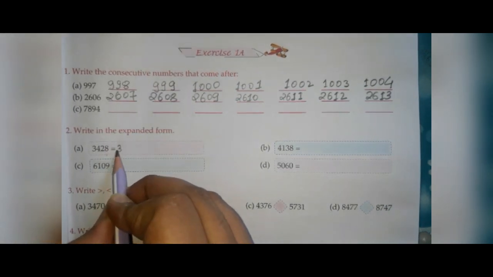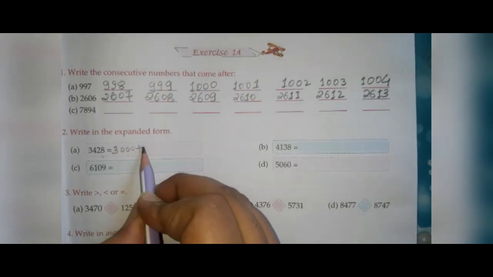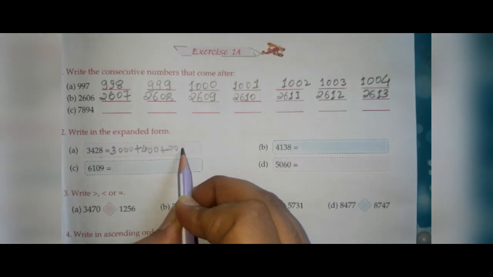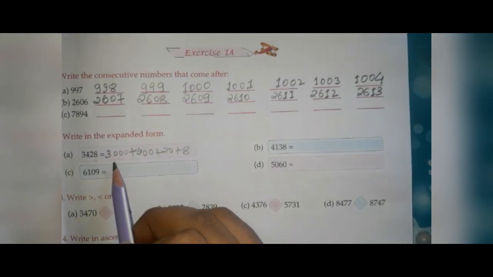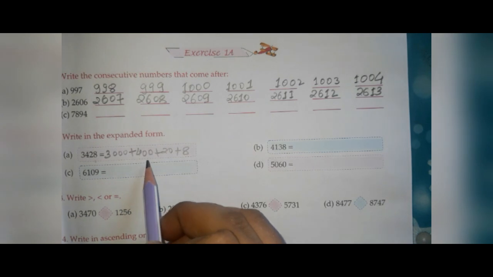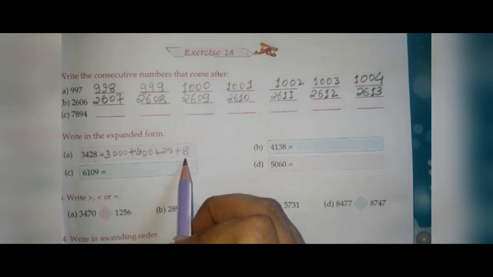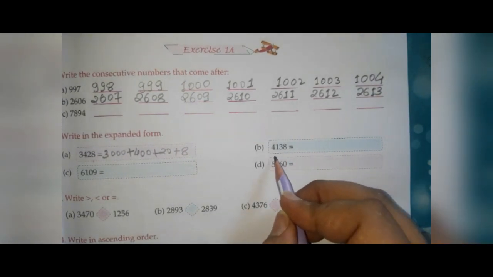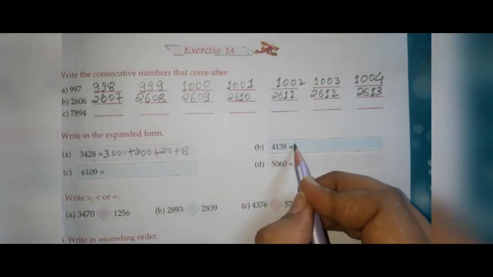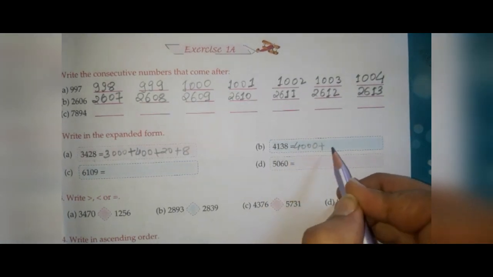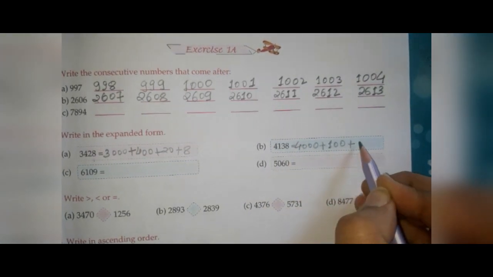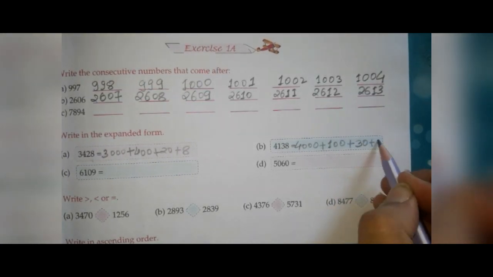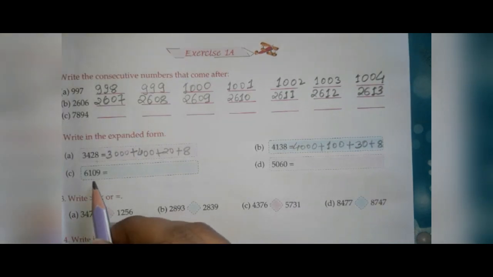3428 means 3000 plus 400 plus 20 plus 8. So 3 is on the thousands place, 4 is on the hundreds place, 2 is on the tens place, and 8 is on the ones place here. Like this we'll solve the next question. 4138. The place value of 4 is 1000. We'll write it with the place value. 4000 plus 100 plus 3 is on the tens place, that means 30, and 8 is on the ones place.